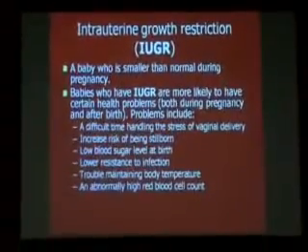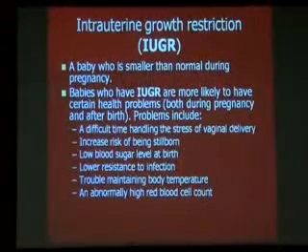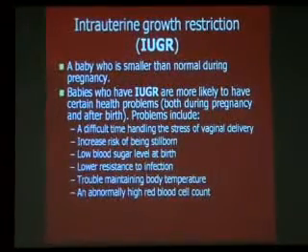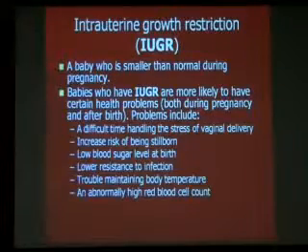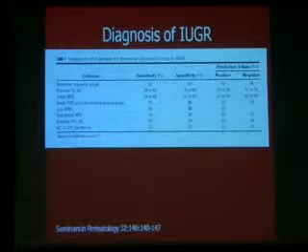Intrauterine growth restriction is a baby that is smaller than normal during pregnancy. Babies that have IUGR are more likely to have certain health problems: difficult time handling the stress of vaginal delivery, increased risk of being stillborn, low blood sugar, low resistance to infection, trouble maintaining body temperature. So they have a lot of complications that we as obstetricians need to be aware of. Here you can see a normal-sized baby, a smaller one, and the same one growing up retains being smaller.